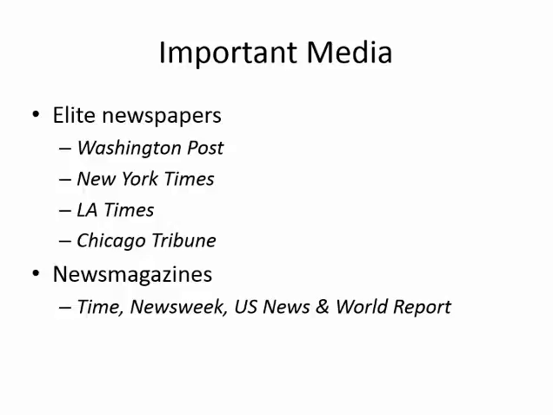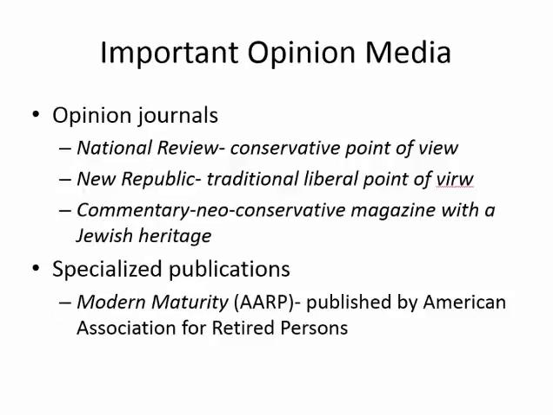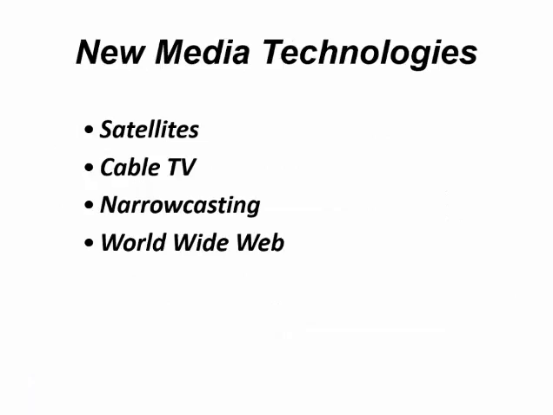News magazines like Time, Newsweek, U.S. News and World Report have been useful. The only one of these now that really is serious is Time magazine. Now, there are some opinion media, opinion journals like National Review, which presents the conservative point of view, the New Republic, which is the traditional liberal point of view, Commentary, which is a neo-conservative magazine with a Jewish background, and then there are specialized publications like Modern Maturity, published by AARP. It is the largest mass circulation magazine in the United States.